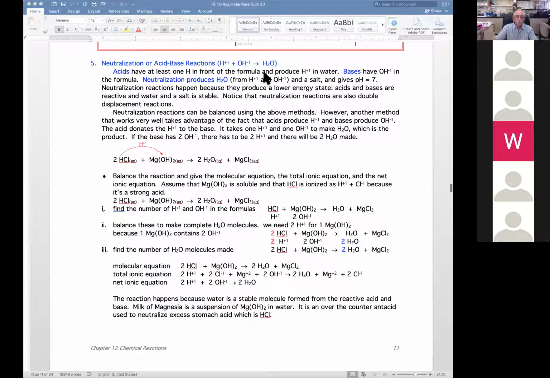Will a double displacement reaction always not be a redox reaction? Right. Yep. In all cases, yeah. Okay.